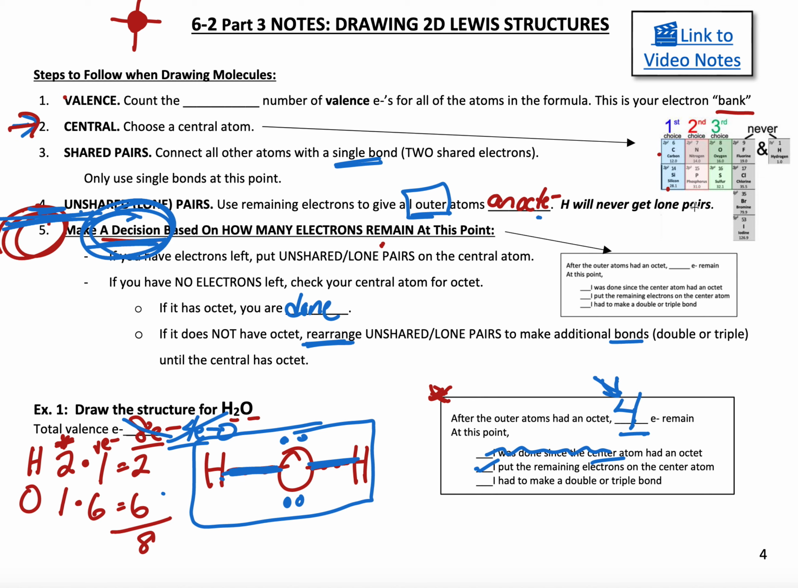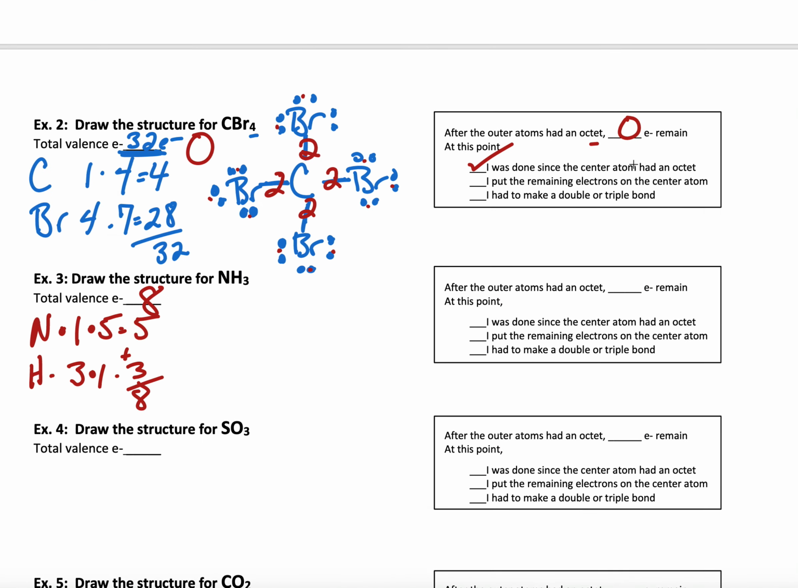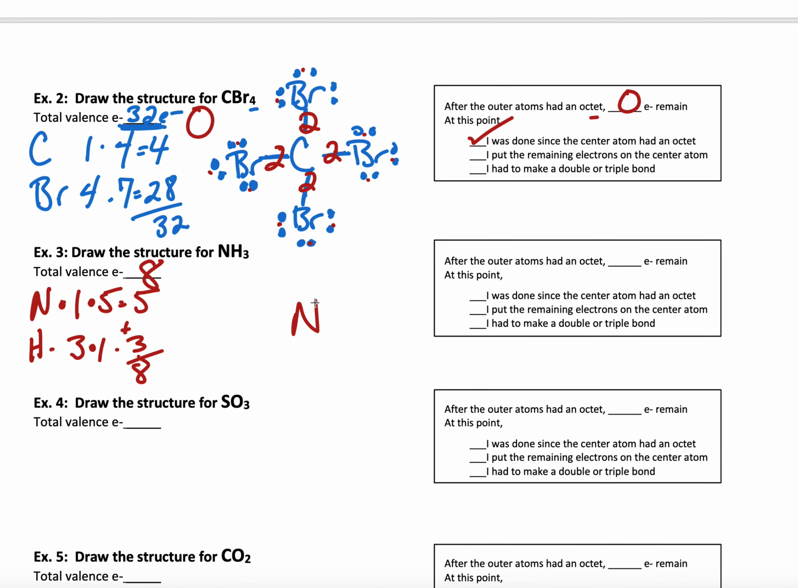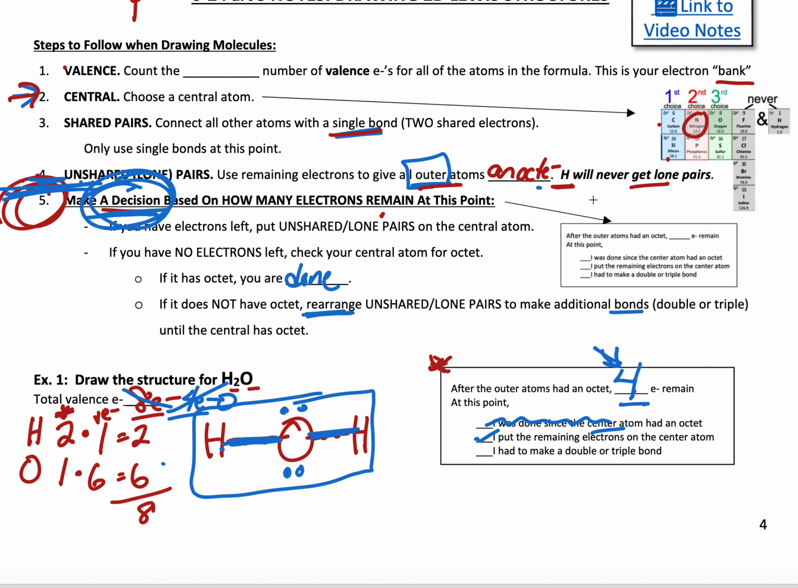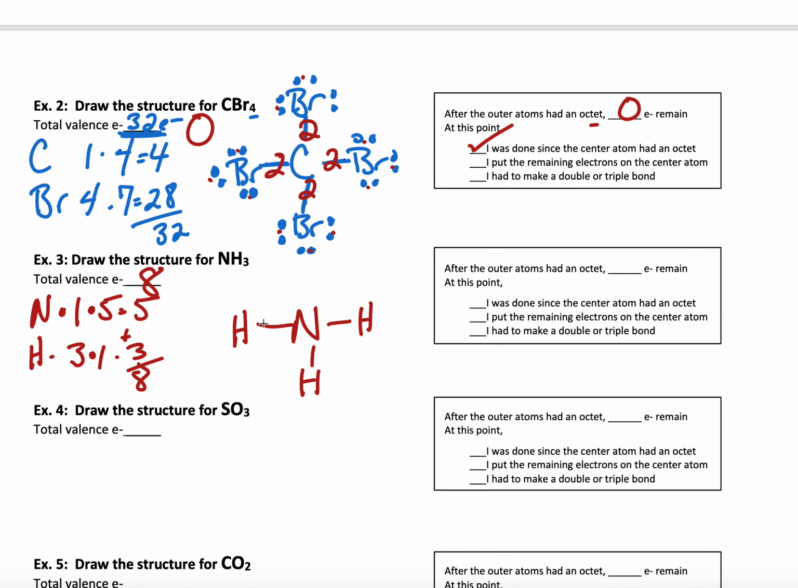The next step, pick your center atom. We don't have carbon or silicon, but we do have nitrogen. So let's put nitrogen in the center. Now we're going to do left, right, top, bottom. I don't care as long as you do 3 sides. Connect your outer guys with a single bond. That's step 3. Step 4 is use the remaining electrons to give the outer atoms an octet. And remember, hydrogen never, ever gets those lone pairs. Never gets dots. So this hydrogen has its version of an octet. It's got the 2 electrons. This one has its 2. This one has its 2. All the hydrogens are happy.